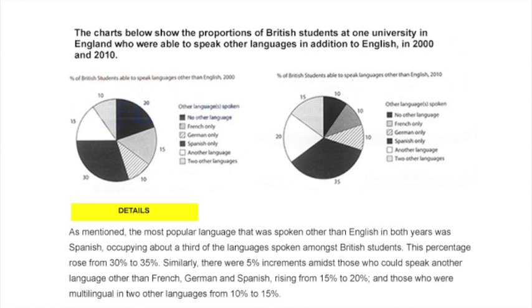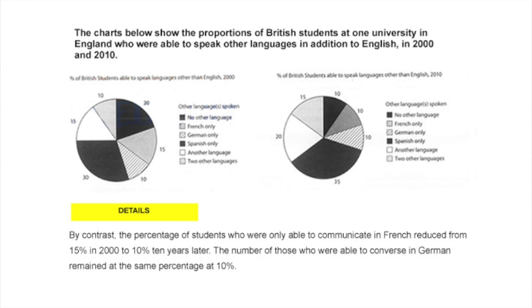So what I wrote was, as mentioned, the most popular language that was spoken other than English in both years was Spanish, occupying about a third of the languages spoken amongst British students. This percentage rose from 30% to 35%. Similarly, there were 5% increments amidst those who could speak another language other than French, German, and Spanish, rising from 15% to 20%, and those who were multilingual in 2 other languages from 10% to 15%.